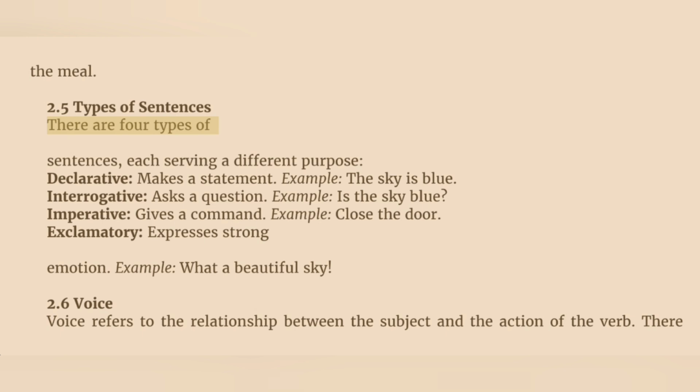2.5 Types of sentences. There are 4 types of sentences, each serving a different purpose. Declarative: makes a statement. Example: the sky is blue.